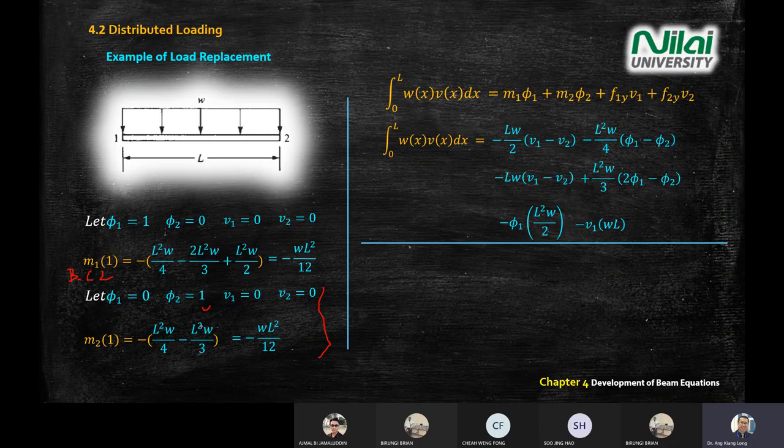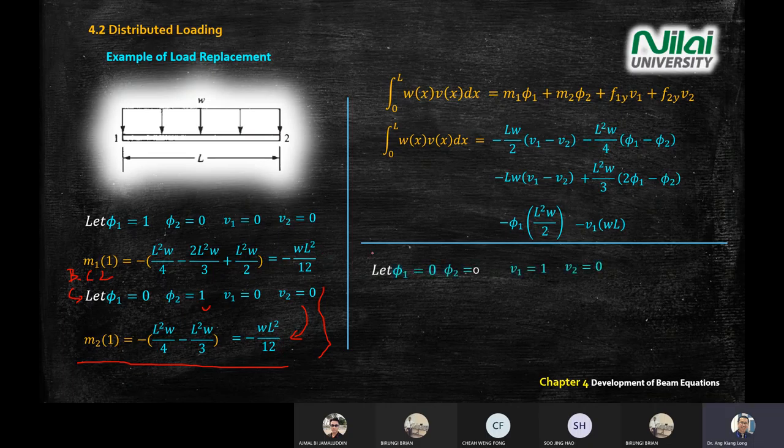Before I move forward, are you able to explain how, if you apply this boundary condition, you arrive at here? It is the same principle as step one, only you apply the boundary condition into these two equations here. Then you rearrange the equation. For the second boundary condition, where your rotation angle equals 1 and the rest is 0 in these two equations, you arrive at minus WL squared divided by 12.